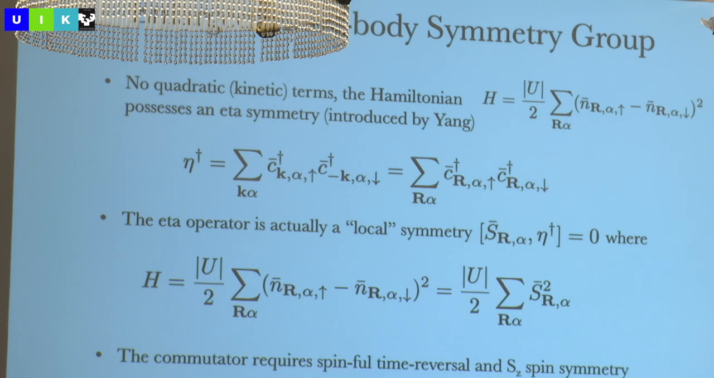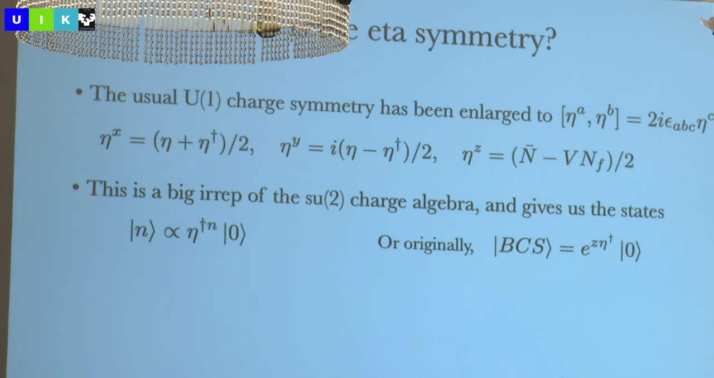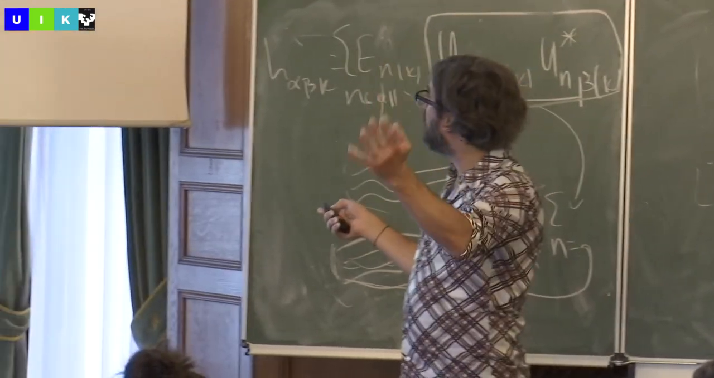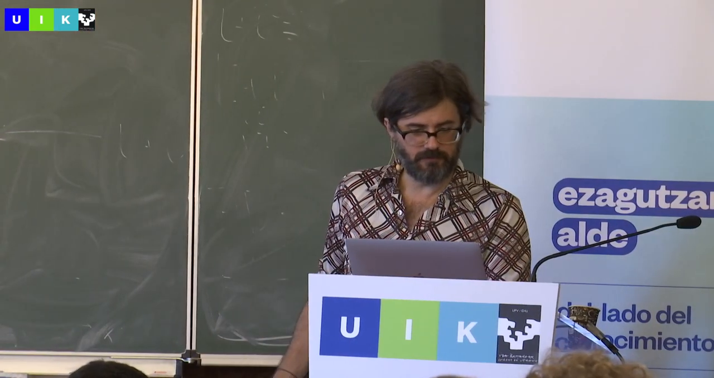So continue. That means that you can enlarge the symmetry group to basically SU(2) by this eta operator, and these are the SU(2) operators. And so far, this was still pointed out in the Hofmann, Tőrmä paper, if I think I mispronounced the name. But now what you do is you take this eta operator, which is a charge 2 operator, and you hit the vacuum with it n times, and this is a particle 2n state. Or if you form a coherent superposition of many particle number states, then this is just the BCS ansatz.